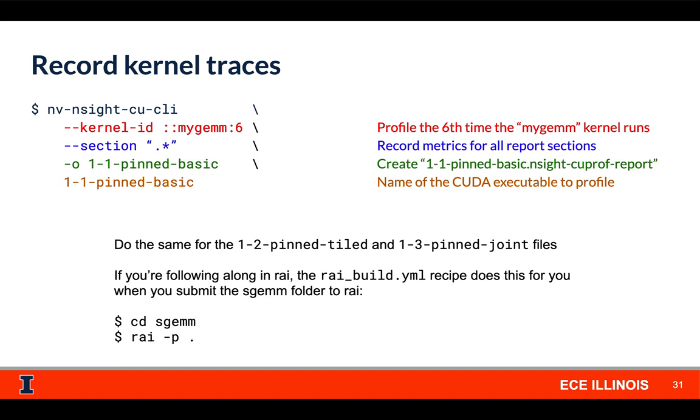Then we tell it what the output file will be. We want to create an output file with the same prefix as our executable, so that we know which relates to which. And Nsight will helpfully stick this suffix, nsight-cu-prof-report, on the end for us. Then we just tell it the name of our binary, and it will run our binary for us and only profile the things that we request. And like I said, this is done for you automatically in Rye if you submitted the project, so you already have this.